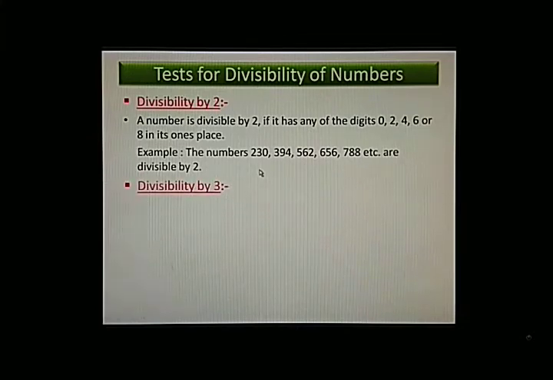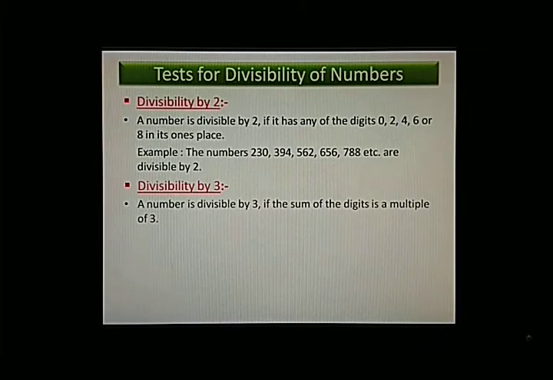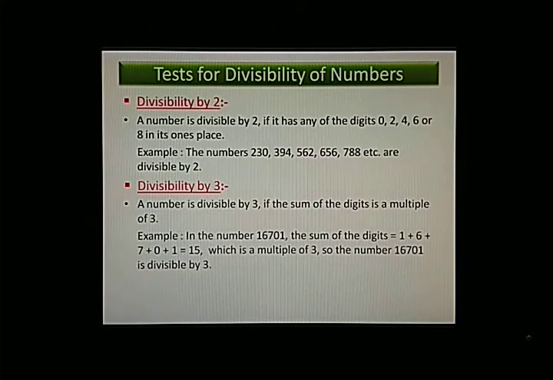Next is divisibility by 3. In order to be divisible by 3, a number has to be what? The sum of all the digits should be a multiple of 3. Let us see an example. Say we are given this number 16701. We have to add all these digits: 1 plus 6 plus 7 plus 0 plus 1. After adding, we got 15, which is obviously a multiple of 3. So this number is divisible by 3.